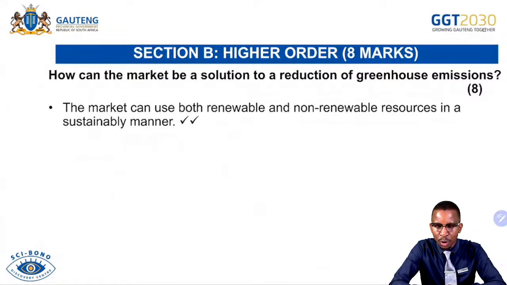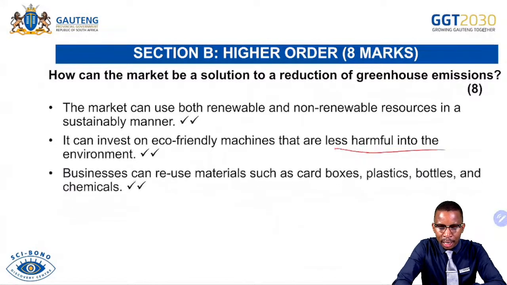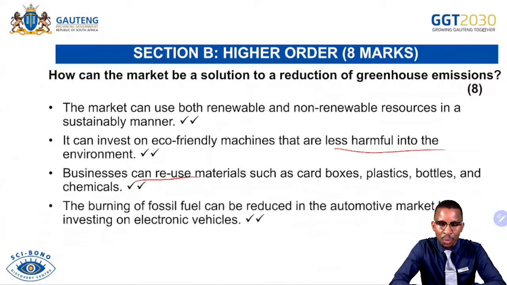A market can use both renewable and non-renewable resources in a sustainable manner, avoiding over-extraction. It can invest in eco-friendly machines that are less harmful to the environment. And a business can also reuse or recycle the used material, such as boxes, plastic, and chemicals, so that they won't be wasted into the environment, because that will result in very dangerous waste. And then the burning of fossil fuel can be reduced in the automotive market by investing in electric vehicles.